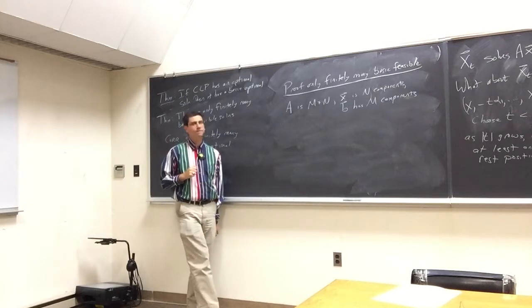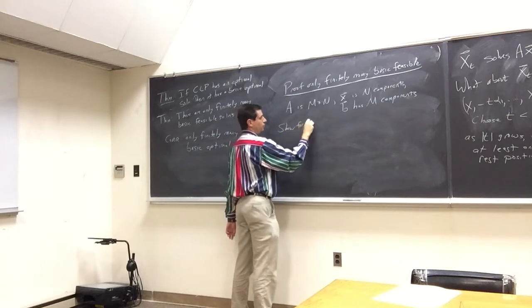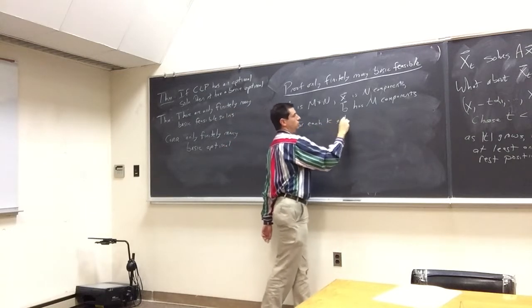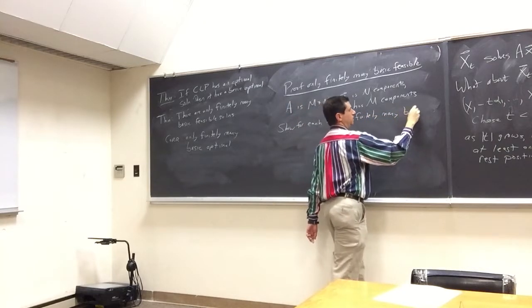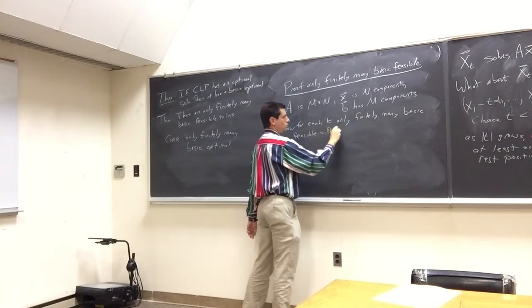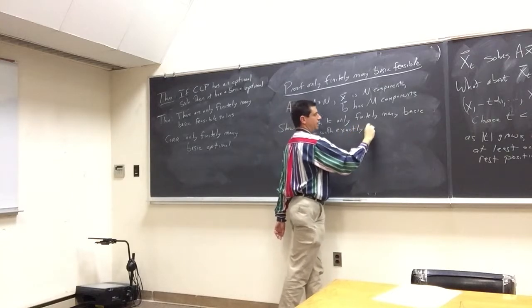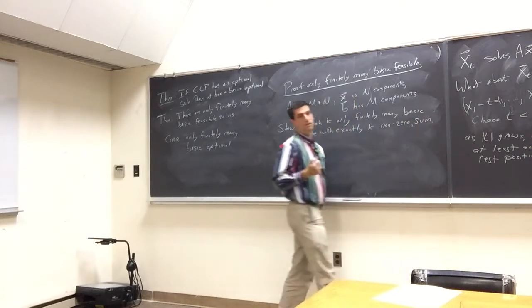Now we want to look at basic feasible solutions. So what we can do is, if we can just show for each k, there are only finitely many basic feasible solutions with k non-zero entries, we're done. Show for each k only finitely many basic feasible with exactly k non-zero entries, and then just sum. Right?